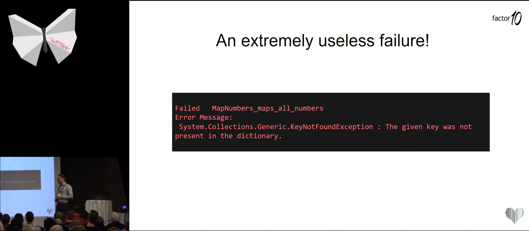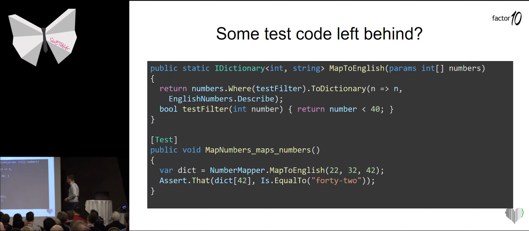The given key was not present in the dictionary. Perhaps .NET's most useless exception ever has annoyed me many times. I have no idea what went wrong. This gives me absolute zero information. Well, obviously there's some dictionary involved, but let's look at the test.